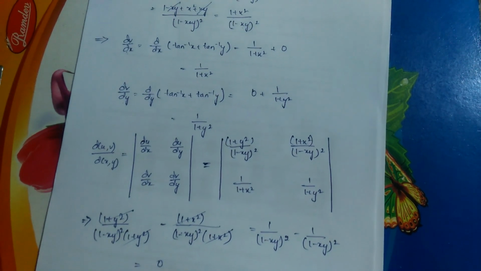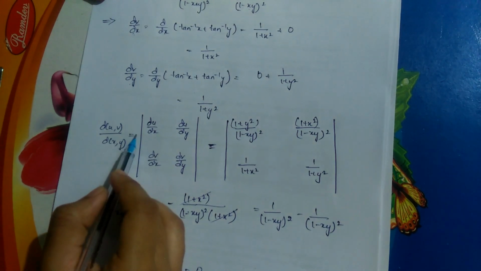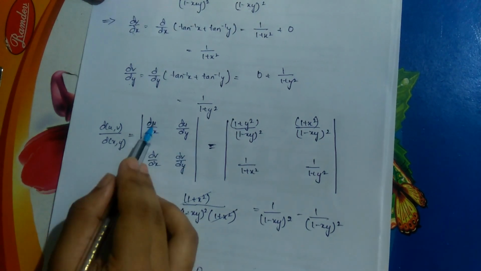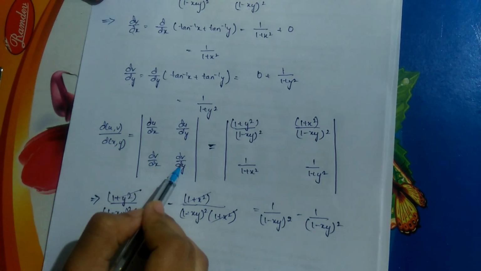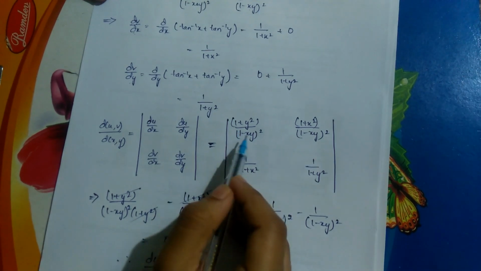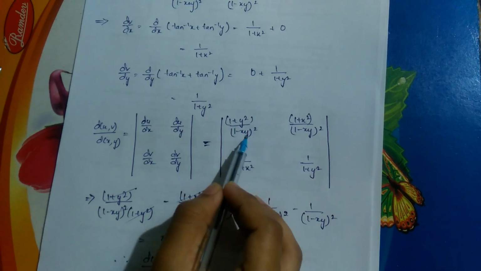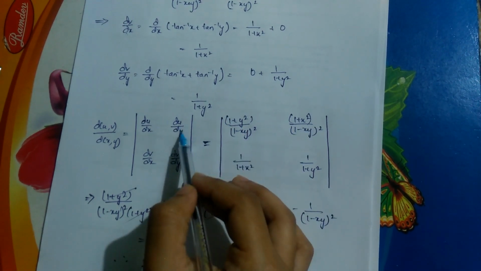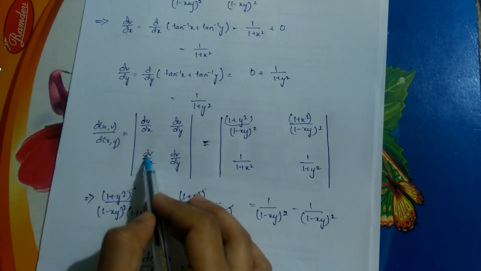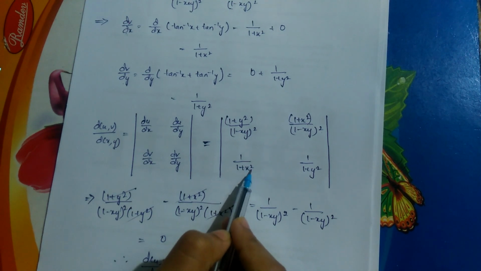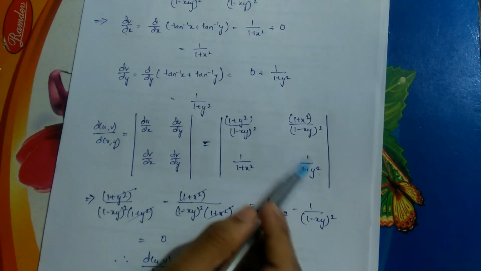Now we have to find out the Jacobian. We have the formula: dou of u comma v by dou of x comma y equals the determinant of dou u by dou x, dou u by dou y, dou v by dou x and dou v by dou y. Writing the elements here: dou u by dou x we got as 1 plus y square by 1 minus xy whole square, and dou u by dou y is 1 plus x square by 1 minus xy whole square. Dou v by dou x equals 1 by 1 plus x square and dou v by dou y equals 1 by 1 plus y square.